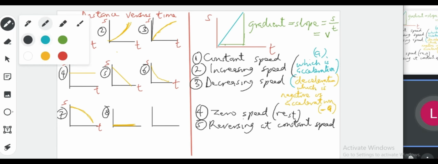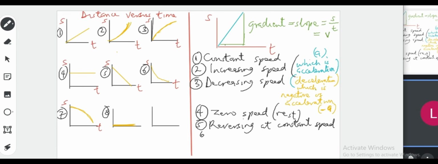What about number 6? It's also reversing, but it's getting less steep, is it not? Yeah. It's also going backward, but it is getting less steep as you move forward. So what can you call this one? Reversing at decreasing speed.